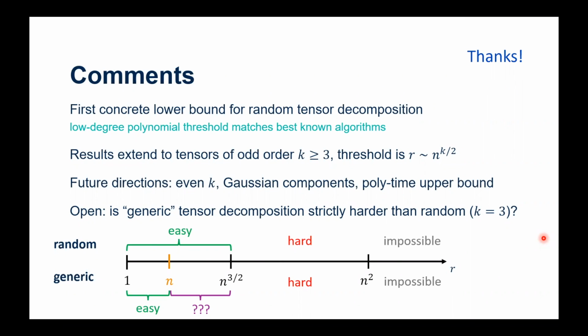Any questions? Say a couple of words. What goes wrong for even order? Oh, not much goes wrong. It's just that the problem formulation needs to be set up a little bit differently because you can't hope to actually recover the vector A1. You can only hope to recover it up to sign.